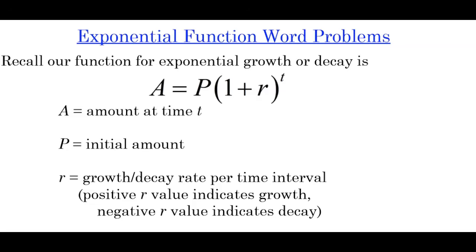Now let's run through what each variable represents. A is the amount at time t, so that's our final amount. P is the initial amount, or what we start with. R is the growth or decay rate per time interval. Important to note that it needs to be in decimal form when we use it in the function. So if they gave us a percent growth rate, like 10%, we would need to use 0.1 in our function. A positive r value indicates exponential growth, negative r value indicates exponential decay.